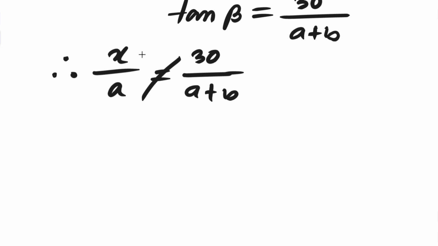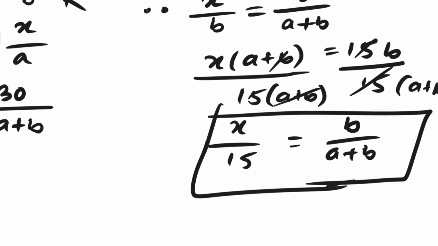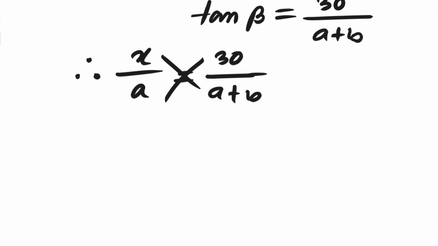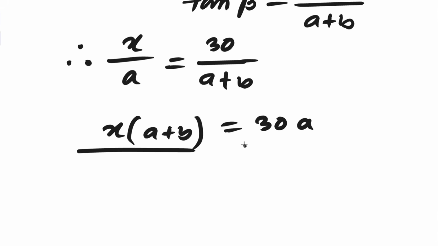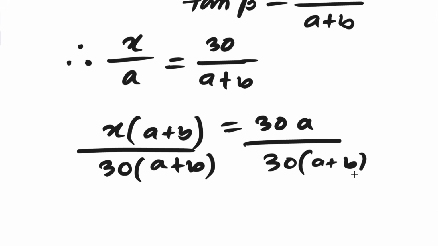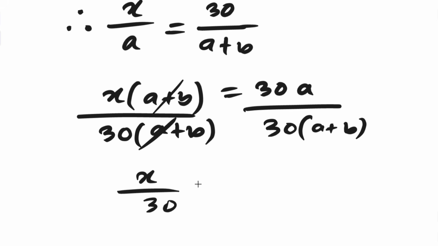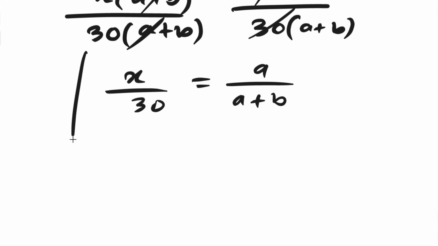Let's rearrange this one just like we did before. Cross-multiplying gives x multiplied by A plus B equals 30 multiplied by A. Dividing both sides by 30 multiplied by A plus B gives x divided by 30 equals A divided by A plus B. This is our second equation.